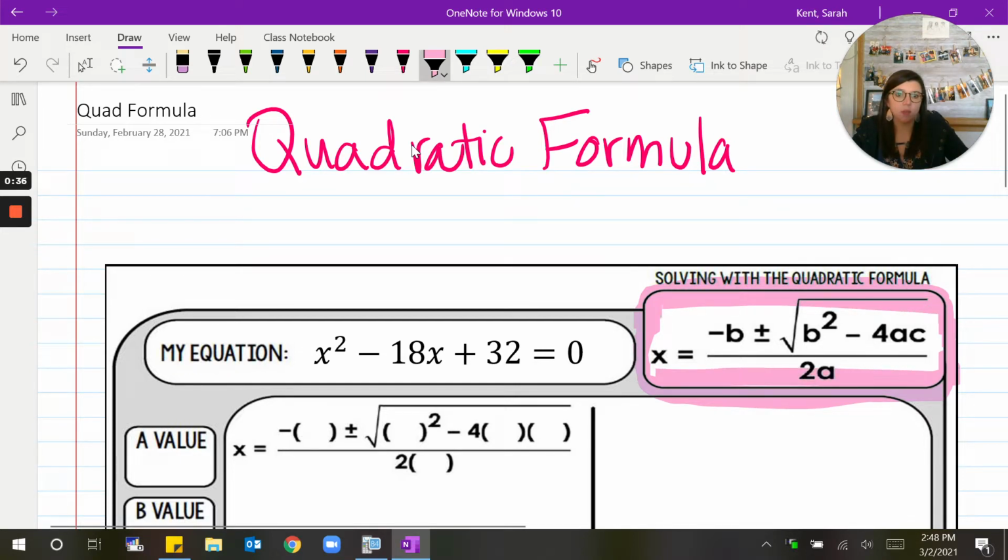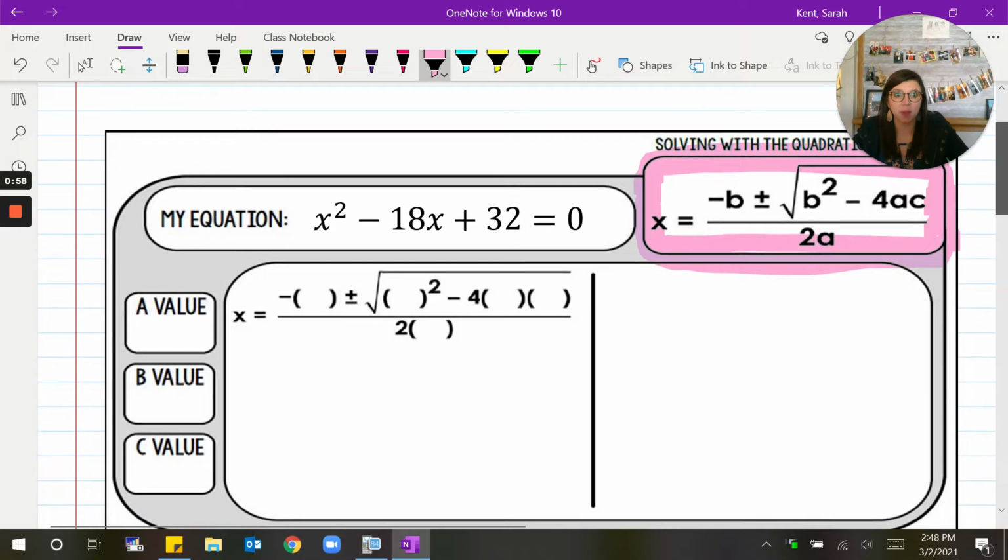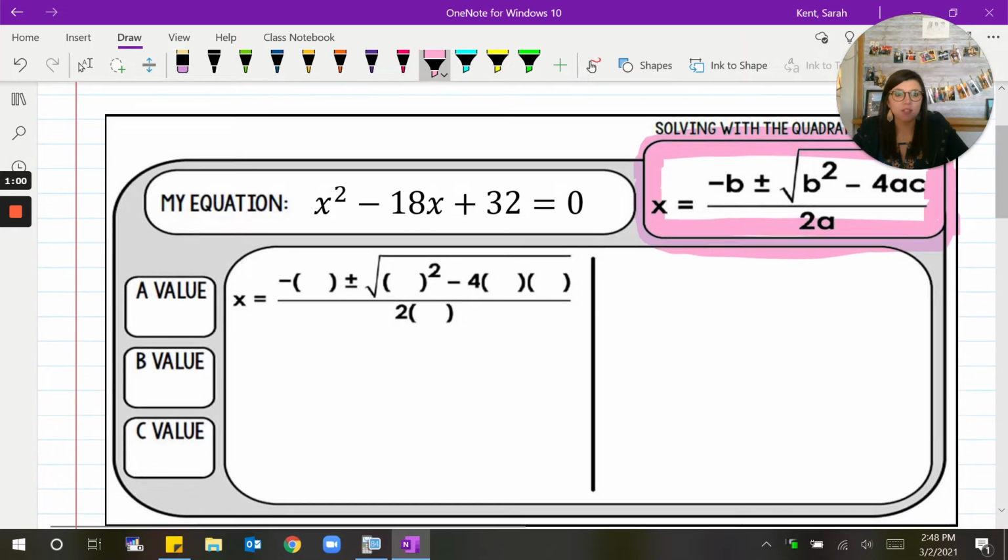So the formula we'll be using every time is x equals negative b plus or minus the square root of b squared minus 4ac over 2a. Sounds like a lot, but I promise it's pretty simple, okay? So let's start with this equation here. We have x squared minus 18x plus 32 equals 0.